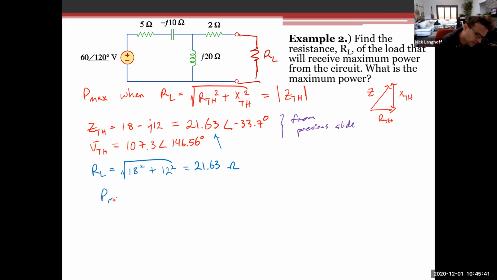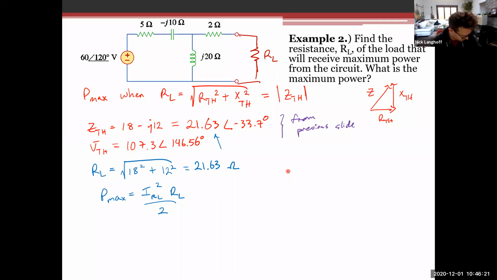So we know that P max is equal to I RL squared times RL over 2, and that comes from, for us, it should be I squared R. And so here's what we'll do. We'll put this in here.